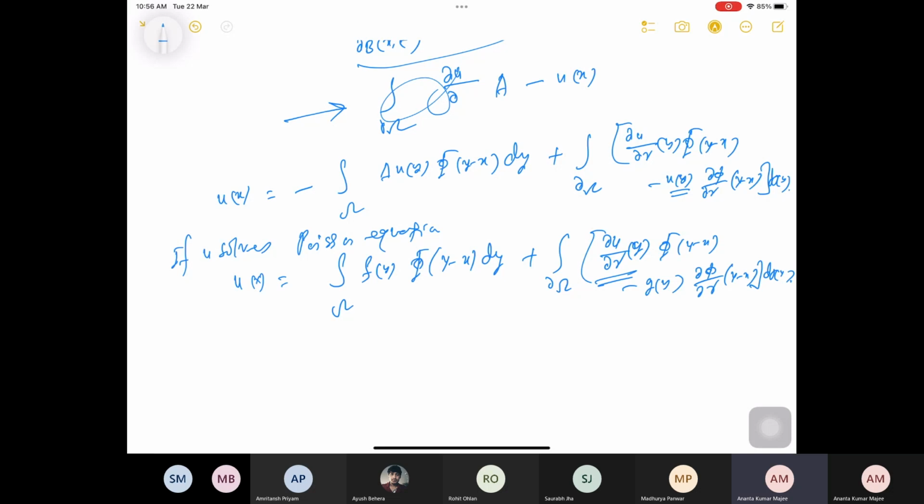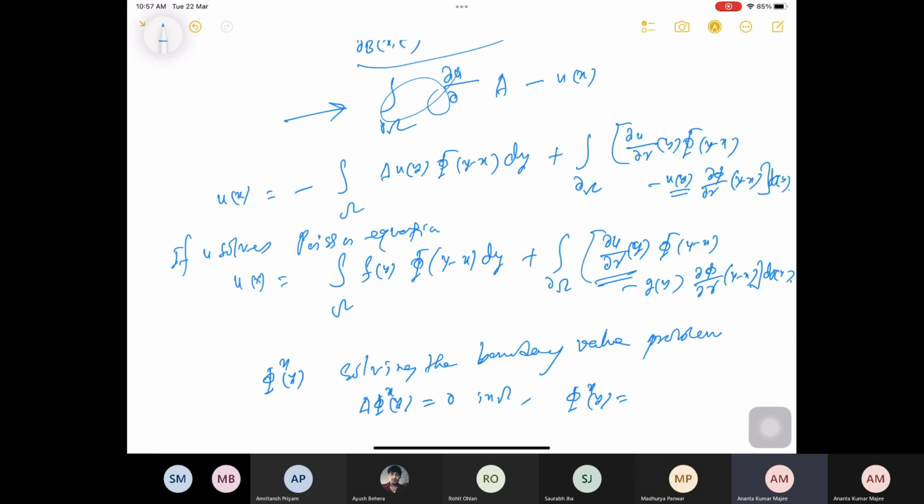So this motivates us to find a correction function that we denote, say, P of x, y, which solves the boundary value problem: Laplace of P of x, y is equal to 0 in omega, and P of x, y is equal to Φ of y minus x on del omega. This function is what leads to the Green's function. Later on we'll see that Φ of y minus x minus P of x, y is called the Green's function.